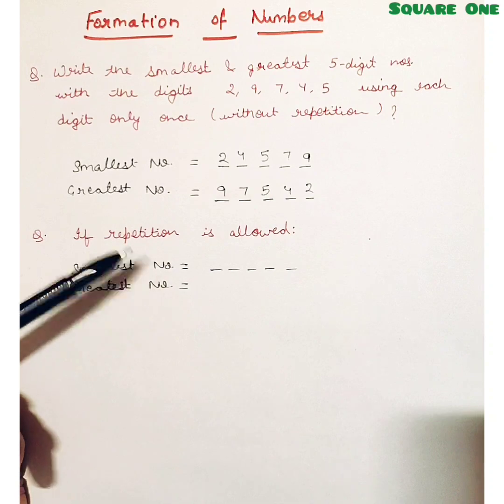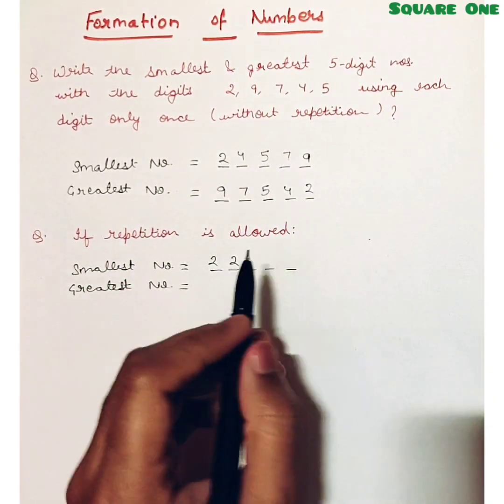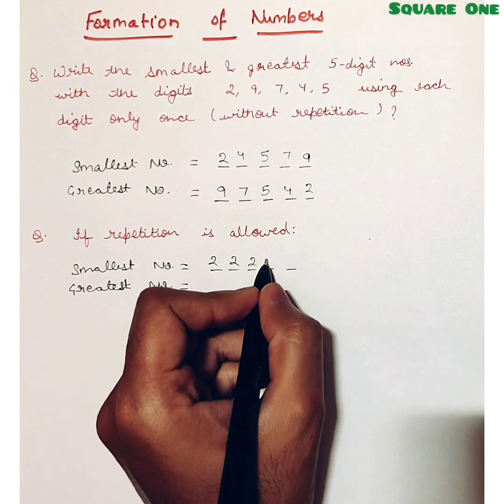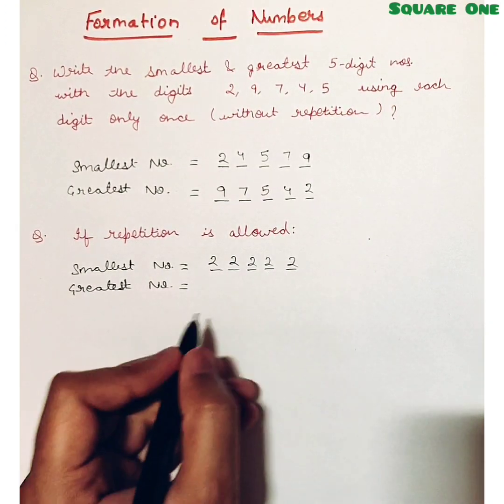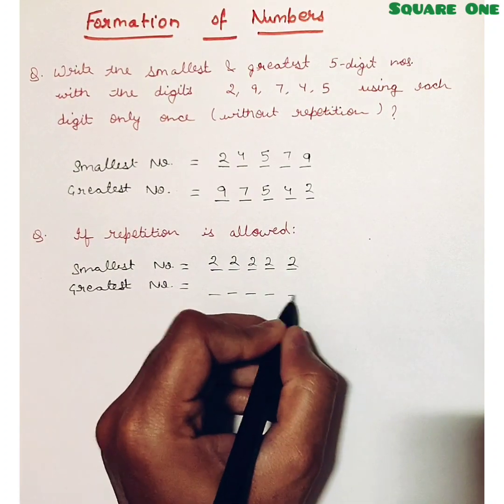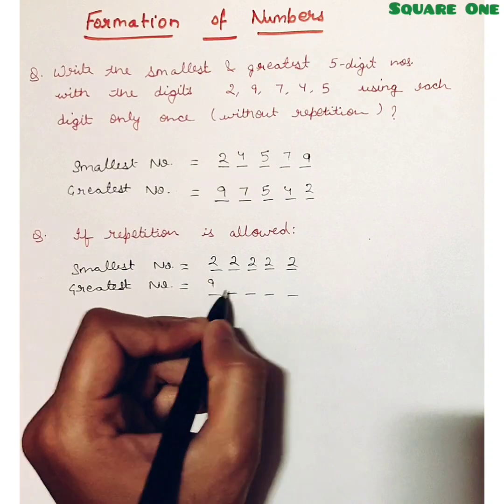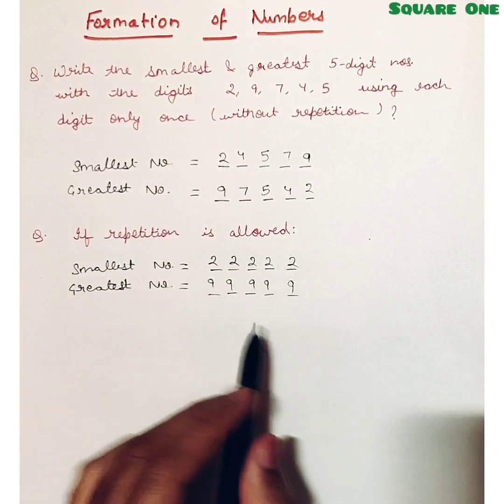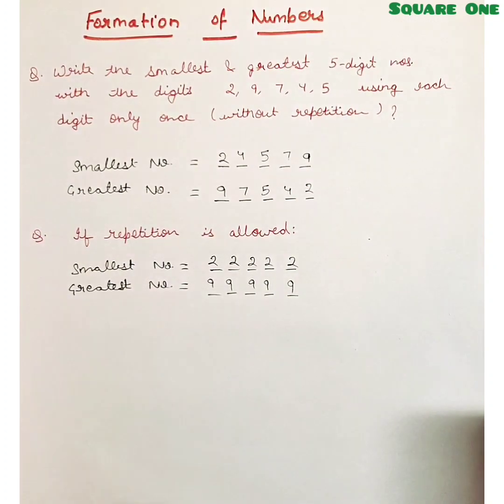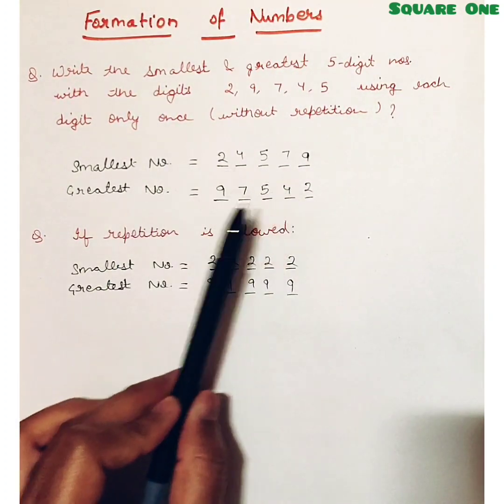The smallest number again will start from 2. Now again we can write 2 since repetition is allowed, again and again. So this is how the smallest number would end up. And if we have to write the greatest number, the first digit will be 9, and since we can repeat it, we can write it any number of times and the greatest number would be something like this. Okay, but we are generally not asked these types of questions, only the previous type of questions come.